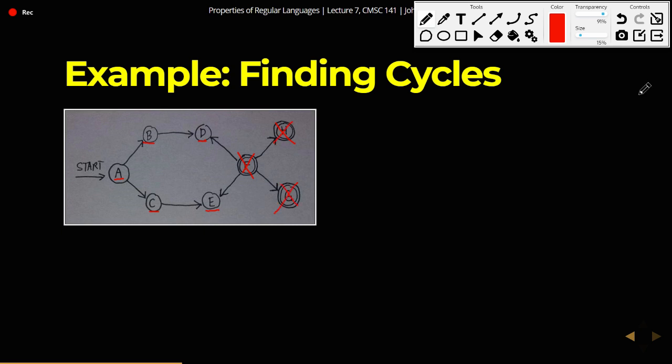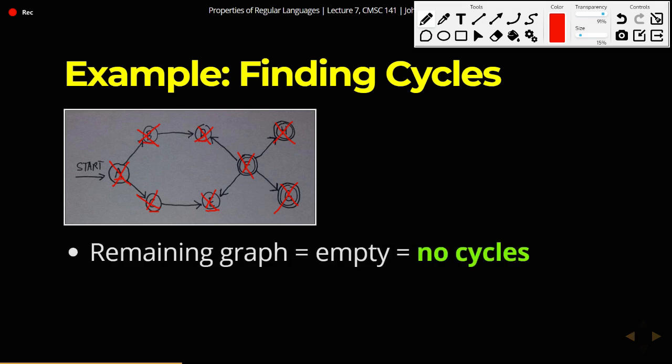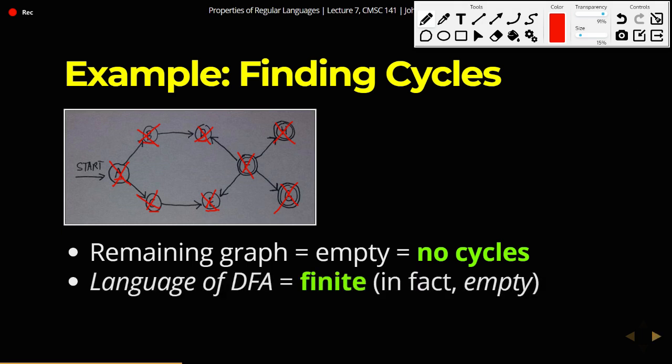And then after that, we will also remove states that cannot reach a final state. But all of the states that remain cannot reach a final state since we have removed all the final states, right? So we'll also remove them, C, D, and E. So we don't have anything left anymore. So the remaining graph is empty, and because it's empty, obviously there are no cycles. So because the remaining graph has no cycles, we can say that the language of the DFA is finite. In fact, it's even empty. So because it's empty, that's also finite because there's nothing there that's countable.